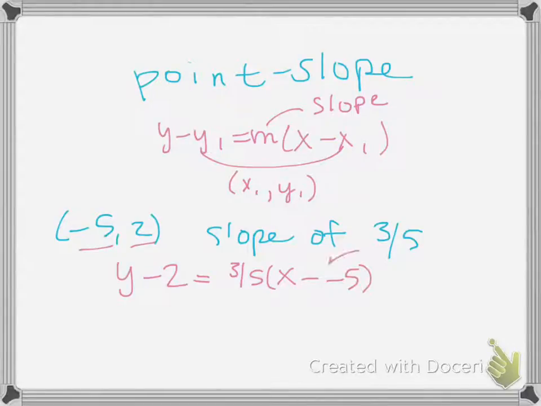These two negatives will then make a positive, because there's always a minus sign that starts in there, but if I plug in a negative, it will change to a positive. And if I just want point slope, I leave it like that.